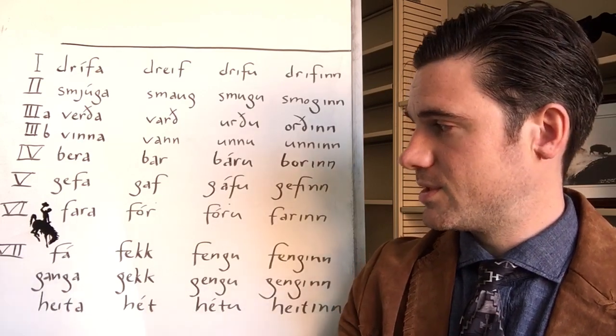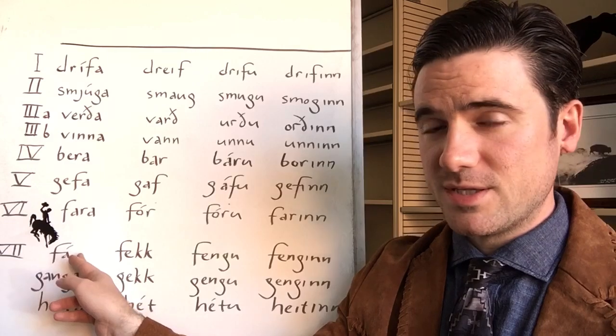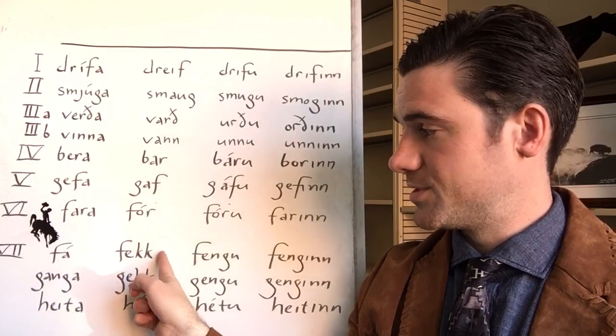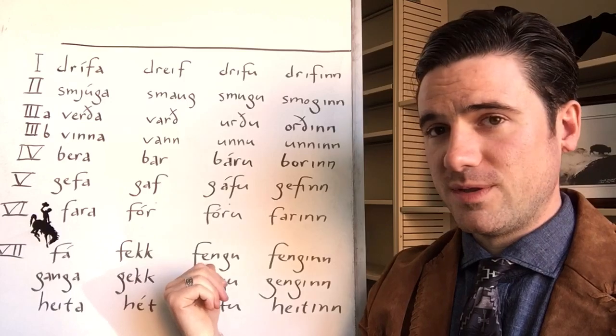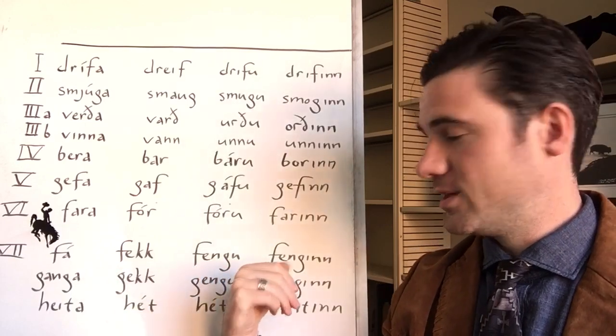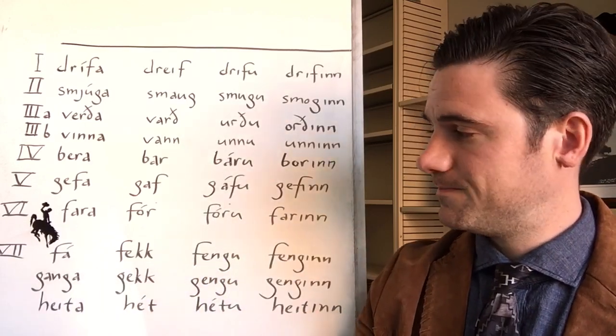The first 3 that always come to mind for me are fá, to get. Its past tense, third person singular, is fekk, he, she, it got. Fengu, they got, plural past. Fengit, gotten, I have gotten.